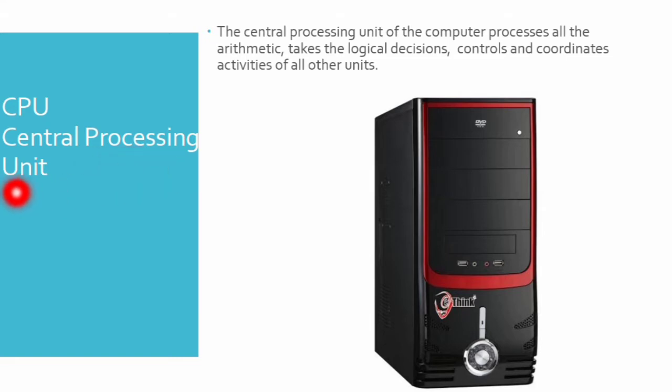Central Processing Unit, CPU. The central processing unit of the computer processes all the arithmetic and takes the logical decisions. Arithmetic means related to calculations. Taking logical decisions means handling spelling errors or any mistake, comma, capital letter, small letter. These are the logical decisions which can be taken by the computer itself. It controls and coordinates activities of all other units. All other units, because it is in the CPU.